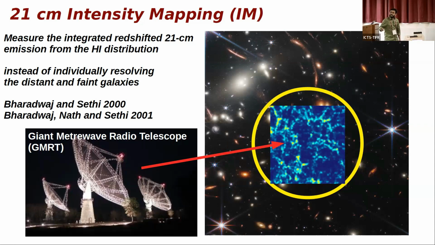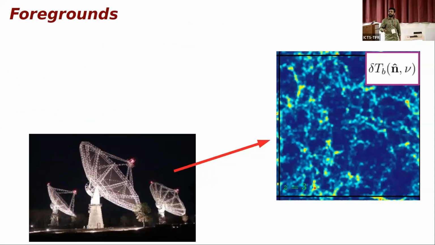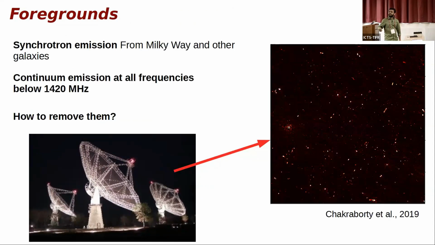Our aim is to measure the integrated emission of the 21 centimeter signal instead of individually detecting the galaxies, which are very distant and can be very faint. This is the broad idea of 21 centimeter intensity mapping at the post-EoR. But when we try to measure these features, what we actually get is galaxies and diffuse emission. These diffuse emissions are basically synchrotron emissions from our own galaxy and other galaxies. These are continuum emissions, and we can find them at all frequencies below 1420.